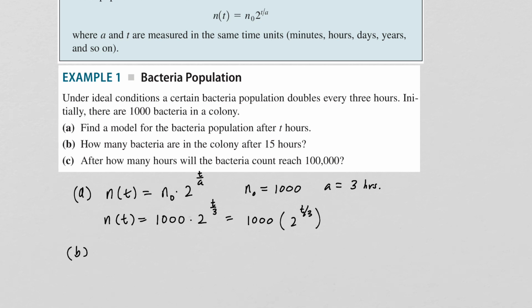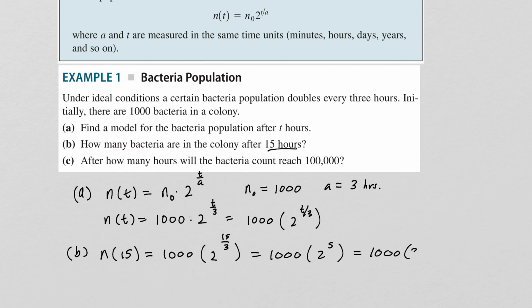In part B, how many bacteria are in the colony after 15 hours? For this, we simply need to find the number of bacteria when t equals 15. This will be 1,000 times 2 to the 15 divided by 3. And this is 1,000 times 2 to the 5th power, which is 1,000 times 32, which equals 32,000.